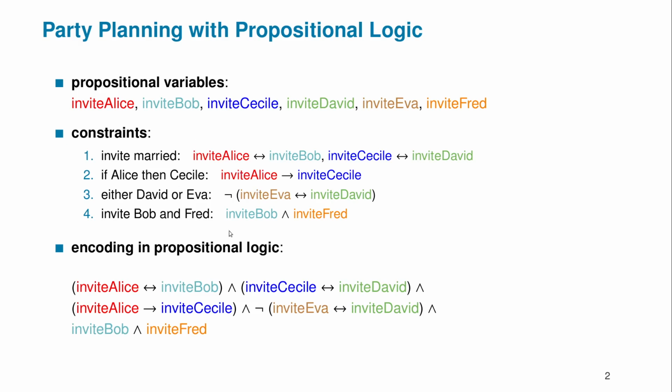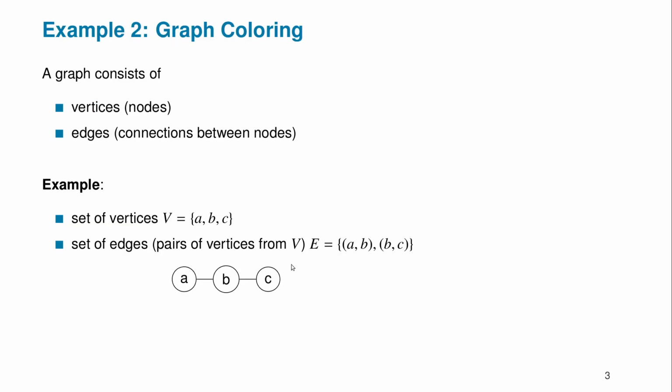And having all these constraints, we can build a big conjunction of them. So we say all of them have to hold, and then we have a propositional formula, and if this propositional formula is satisfiable, then it has a solution which will give us the guest list. This is one very small example.